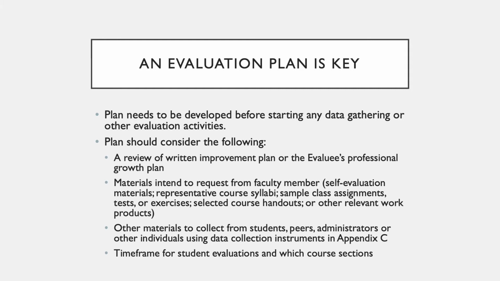And the plan should consider the following things: a review of a written improvement plan for the evaluee's professional growth plan, so any prior professional growth plans that were developed, materials that are intended to be requested, and this lists several of the materials that committees can request, and then other materials that you'd want to collect from students, peers, administrators, other types of data collection instruments in Appendix C, and finally the time frame for student evaluations.